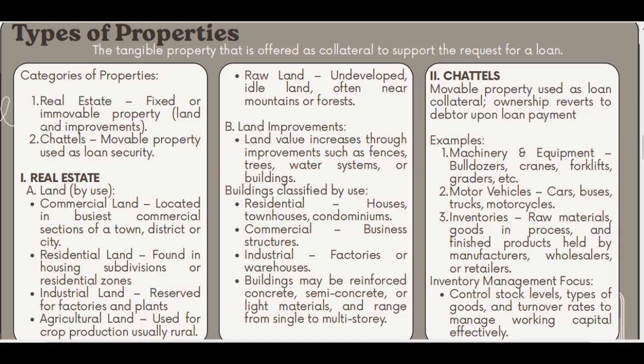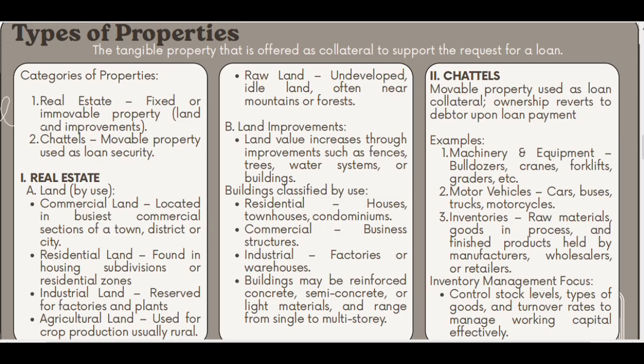Next, we have commercial. These are business structures such as office buildings, retail stores, and restaurants. An example here is an office tower in downtown, valued based on rental income, occupancy rates, and lease terms. Industrials. These are the factories, warehouses, and manufacturing plants. Examples are large distribution warehouses, valued based on production capacity, storage space, and logistical efficiency.